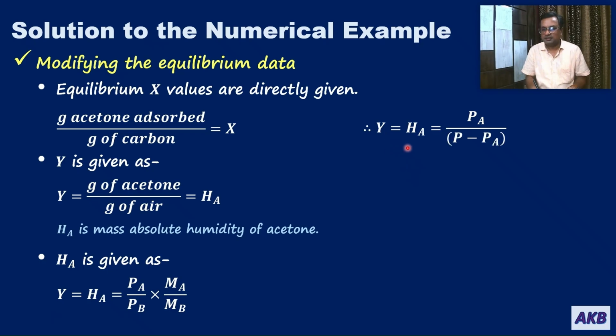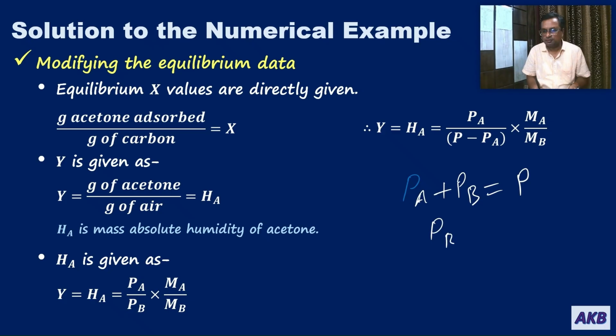Now capital Y is equal to the mass absolute humidity, and this is equal to PA upon P minus PA, because there are two components, and PA plus PB, we know this. According to Dalton's law, partial pressure of A plus partial pressure of B is equal to total pressure. That is, partial pressure of B is equal to total pressure minus partial pressure of A. So I have used this relation over here and I'm getting this equation.